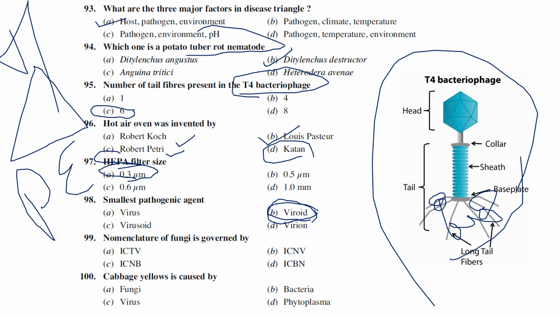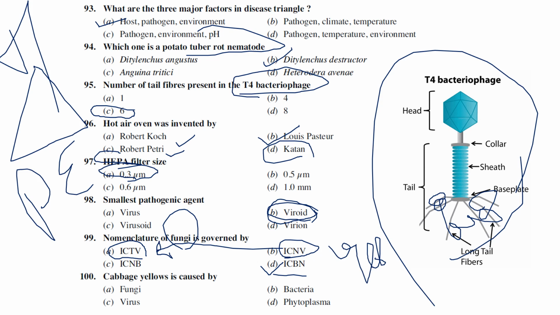Nomenclature of fungi is governed by ICTV, ICNV, ICNB, or ICBN. So ICBN is the governing authority that takes control of the nomenclature of fungi. International Committee on Botanical Nomenclature. ICTV means International Committee on Taxonomy of Viruses. Before, it was named the International Committee on Nomenclature of Viruses in 1966. That name was changed to International Committee on Taxonomy of Viruses in 1973. So for fungi ICBN, for viruses ICTV.